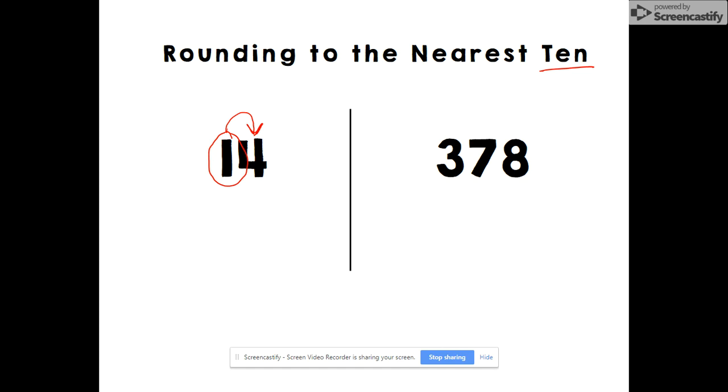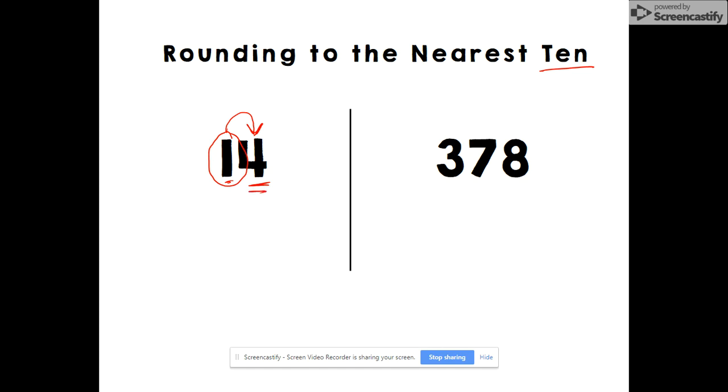So the rhyme says, find your number, look right next door, 5 or higher, add 1 more. So if the number in the ones place is 5 or higher than 5, I'm going to add 1 more to the number in my tens place. Since 4 is not 5 or higher, I'm going to go to the next part of my rhyme.